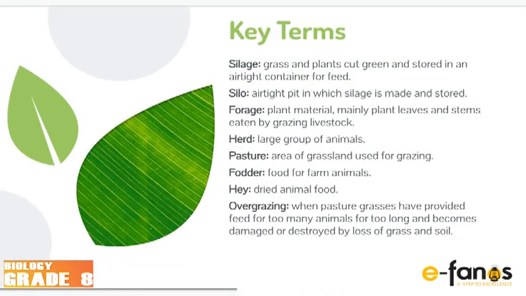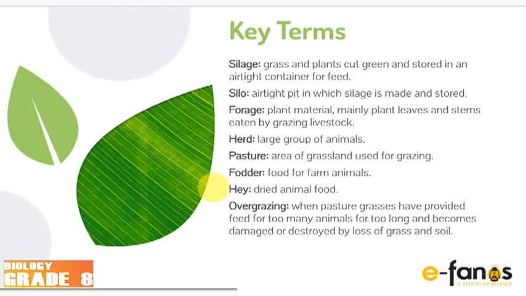Key terms: silage. This is grass and plants cut green and stored in an airtight container for feed. Silo is an airtight pit in which silage is made and stored. Forage is plant material, mainly plant leaves and stems eaten by grazing livestock. Herd is a large group of animals. Pasture is area of grassland used for grazing. Fodder is food for farm animals.